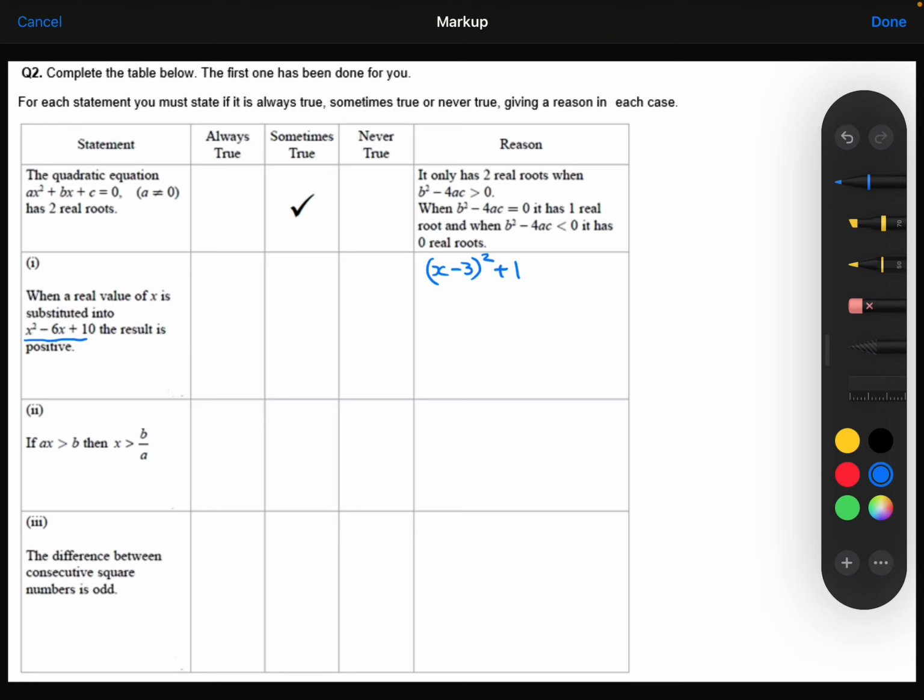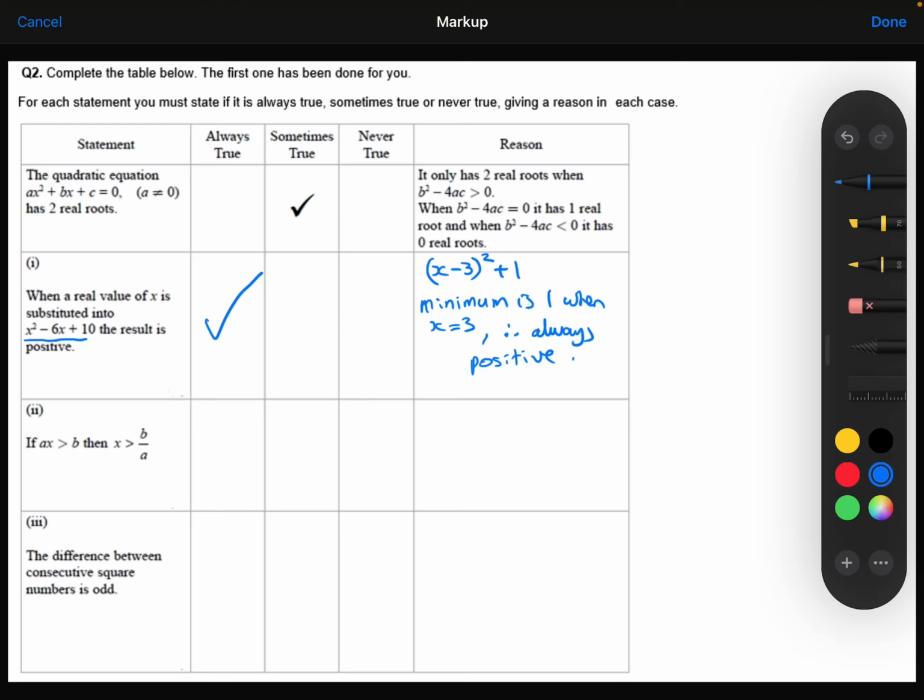And now I can see that when I substitute any value of x into this bit is always going to be positive. Therefore, the minimum this can possibly be is 1. So I'm going to say minimum is 1 when x is 3. And if the minimum it can be is 1, that means it's always bigger than 1, therefore it's always positive. So that is always true.